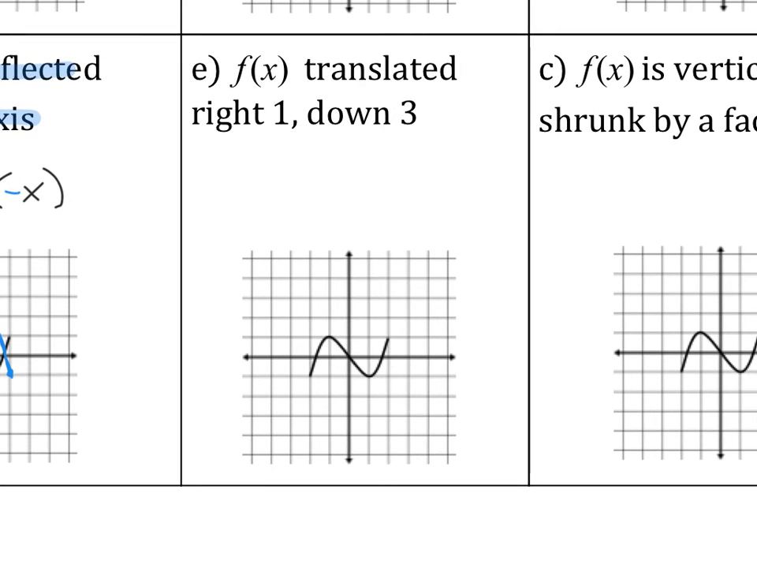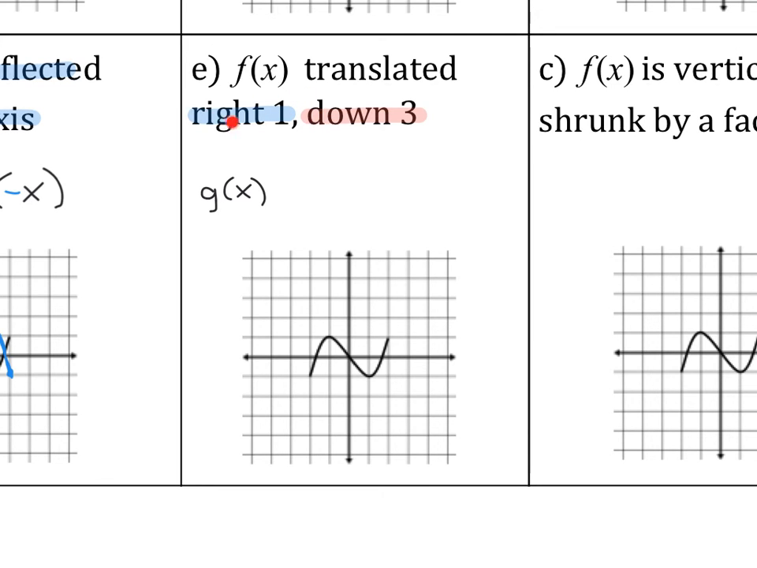Okay, for example E, f of x is translated right 1, down 3. So here we actually have 2 transformations. So let's see if we can do both. So we're going to do right 1 and down 3. So we know that anything with a translation, we're going to be adding or subtracting. So this entire process for example E is all addition and subtraction.